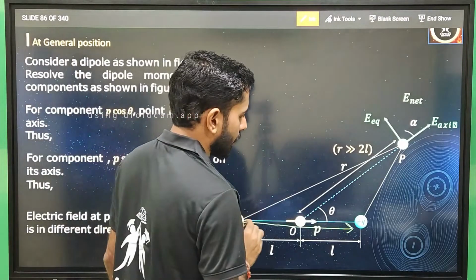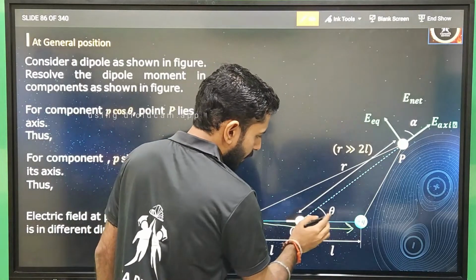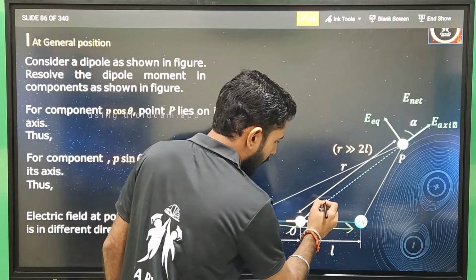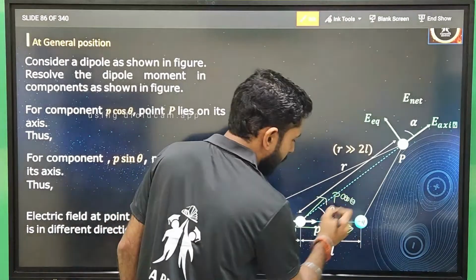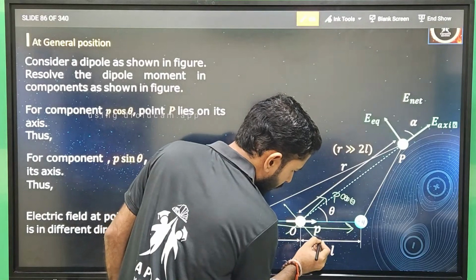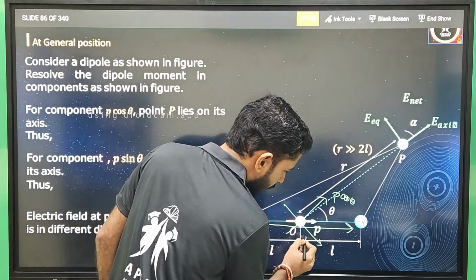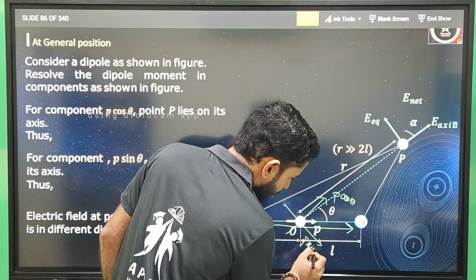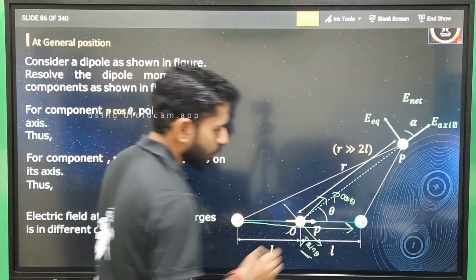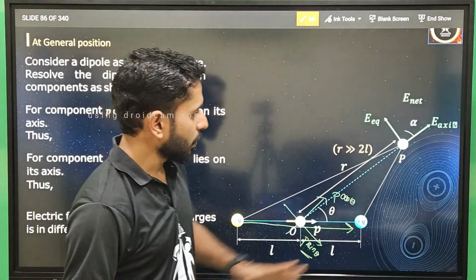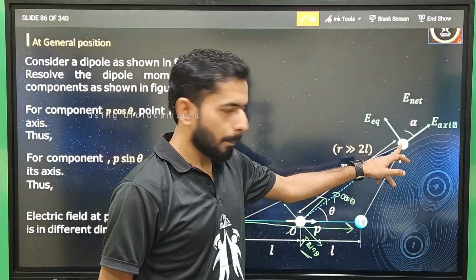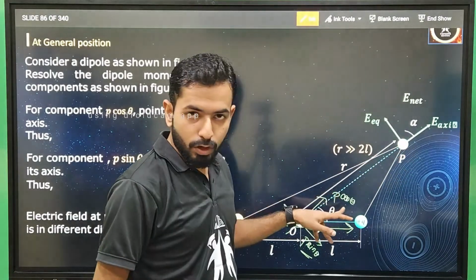What I will do is take two components. How will I take them? This is P, this is angle theta. I will make one component that I take as P cos theta, and I will make a second component perpendicular to it, and that component will be P sin theta. P cos theta and P sin theta.